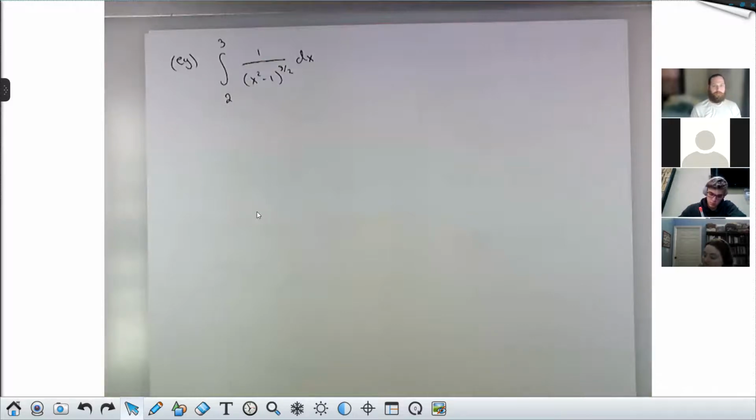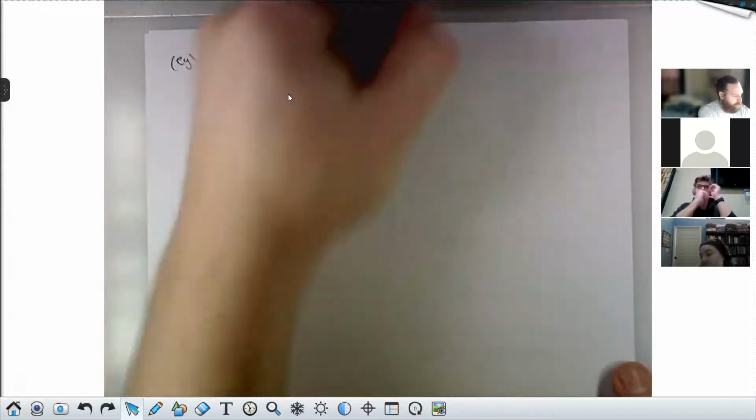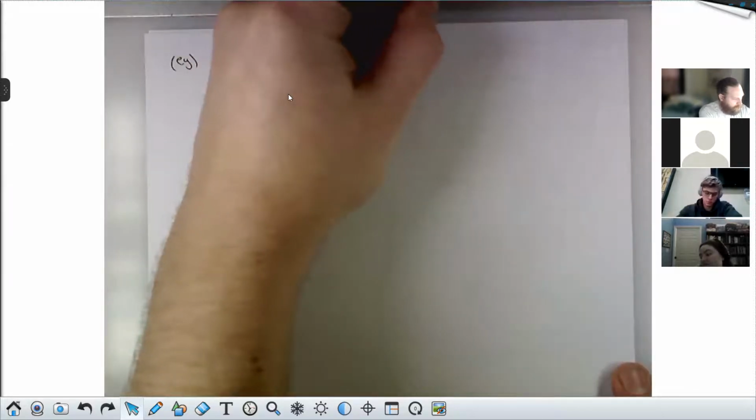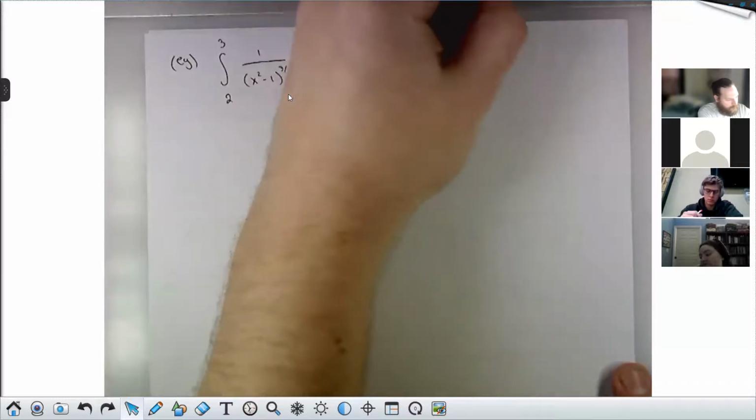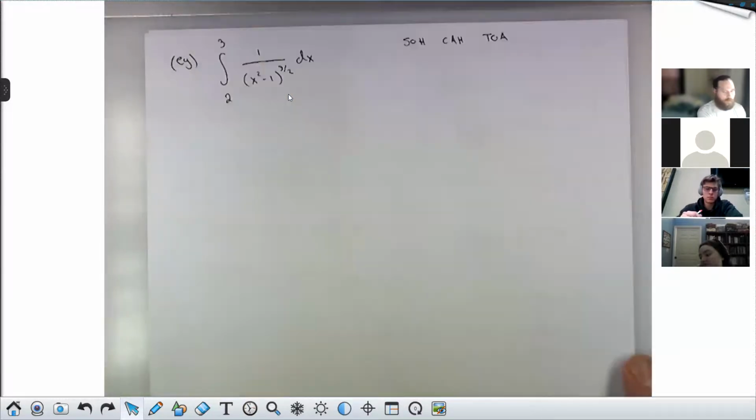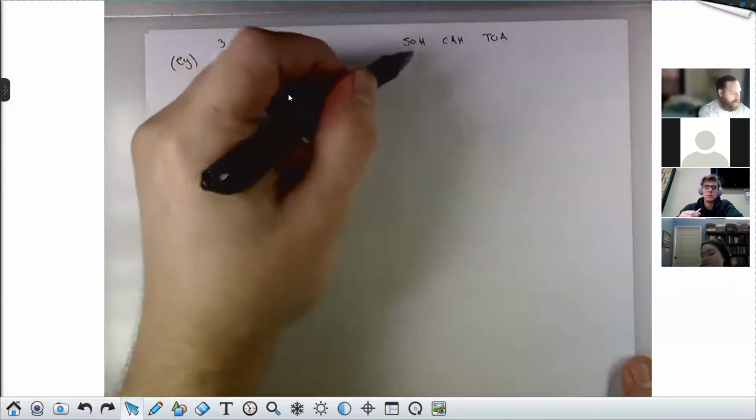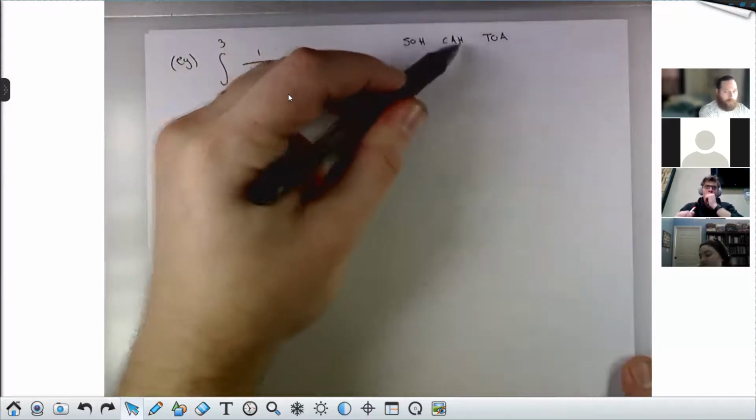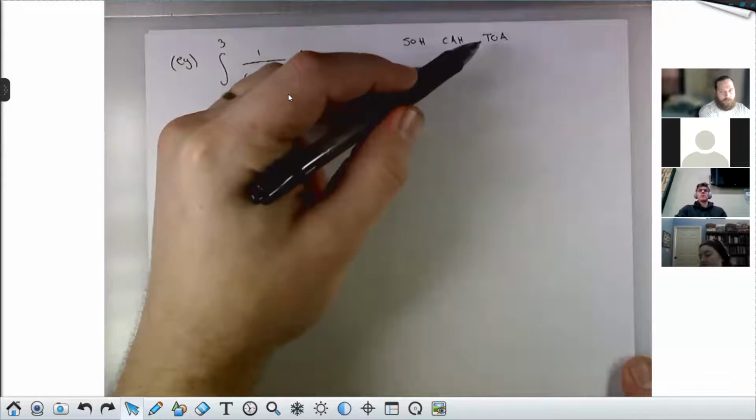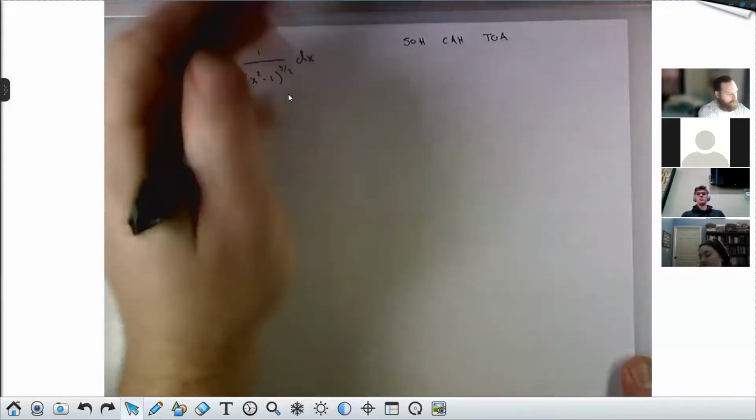All right. There was a request a minute ago to write down the triangle relationships for the trig functions. So let me just remind you. SOHCAHTOA stands for sine opposite hypotenuse, CAH stands for cosine adjacent hypotenuse, and TOA stands for tangent opposite adjacent.